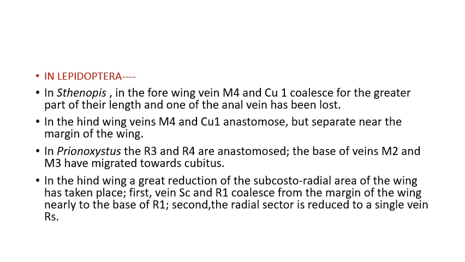In Peronoxystus, R3 and R4 are anastomosed. The bases of veins M2 and M3 have migrated towards the cubitus. In the hindwing again, there are modifications. In the hindwing, a great reduction in the subcosta-radial area of the wing has taken place. First, the subcosta and radius merge together to form the margin of the wing near the base of R1, and second, the radial sector is reduced to a single vein as RS.